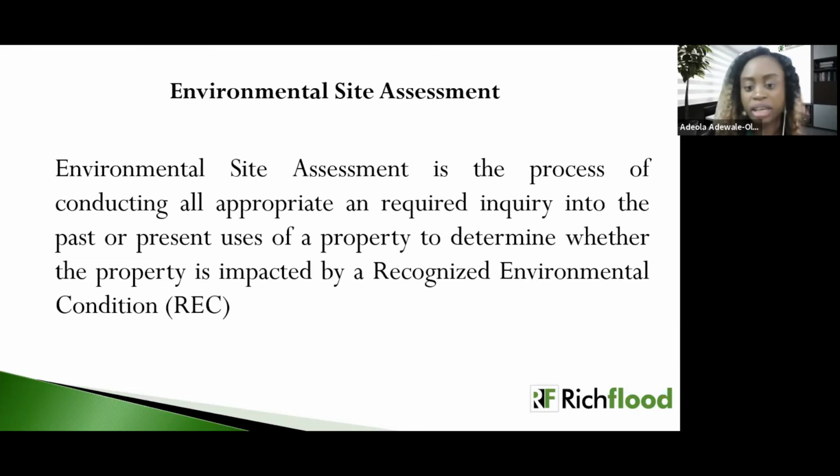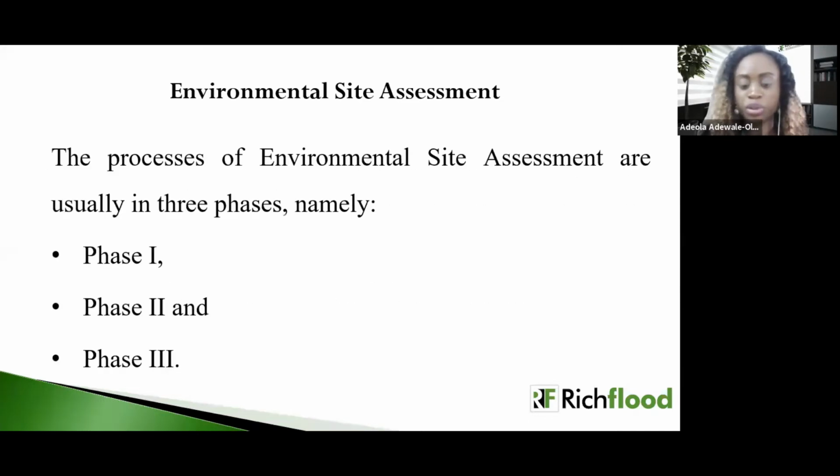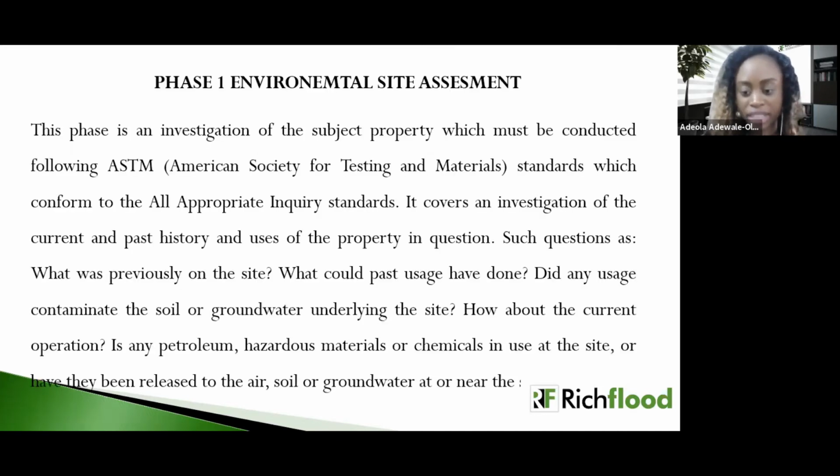Now, there are three main phases of environmental site assessments, which I'm going to touch on during this workshop: the phase 1, the phase 2, and the phase 3. Environmental site assessment starts with phase 1, and this has to do with visual historical inspection. It has a lot to do with the visual evidence of actual or potential contamination, such as underground storage tanks, which are usually looked out for during this phase 1 assessment.